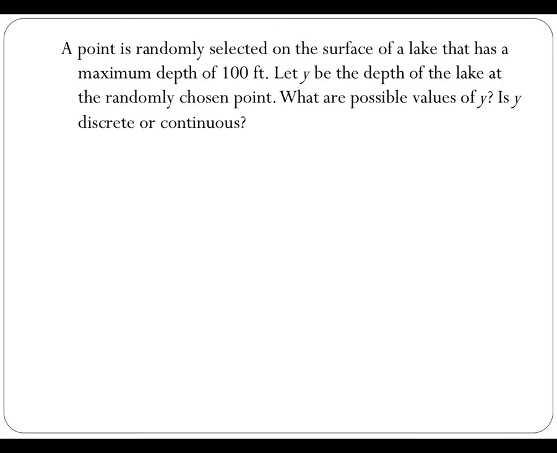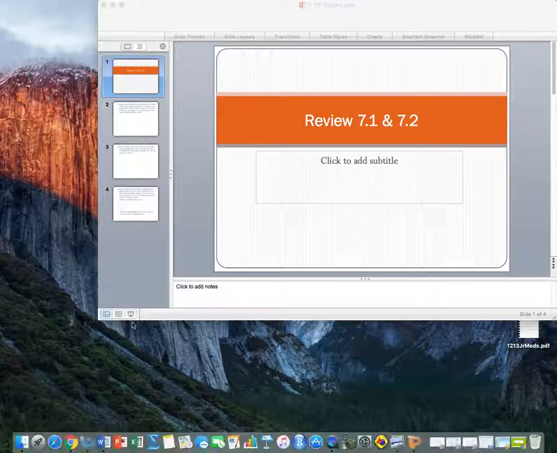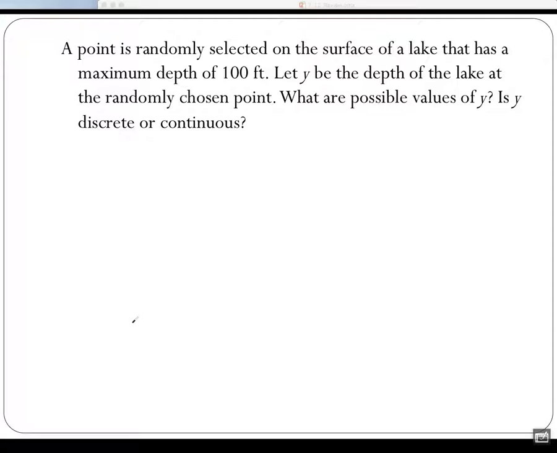Okay, next one. A point is randomly selected on the surface of a lake that has a maximum depth of 100 feet. Let y be the depth of the lake at the randomly chosen point. What are possible values of y? Is y discrete or continuous? Okay, what's the domain of y in this case? It should be 0 to 100. Could be any value between 0 and 100.